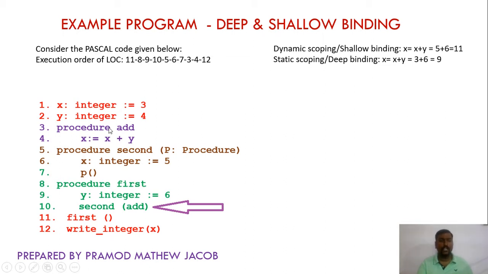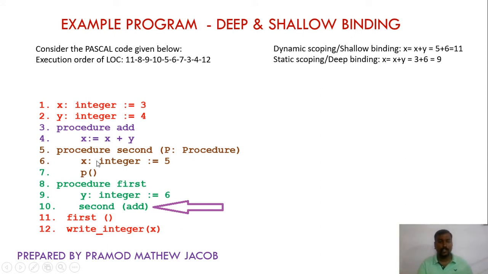And procedure is a keyword used in Pascal to represent a function. So procedure add is the name of the function, and inside that function definition we are writing x equal to x plus y. There is another procedure, second, which will take a function as the argument. That is why we declare it as a procedure. Procedure means function in Pascal.